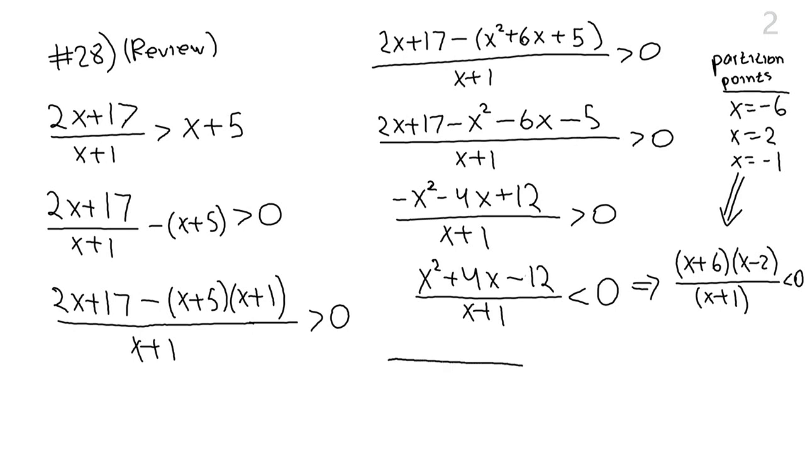So now we put everything over the number line. So we have the partition points negative 6, negative 1, and 2. And again, we play this game with signs. So if x is 2 or higher, this product is going to be positive times positive divided by positive, giving us a positive. From negative 1 to 2, we're going to get a positive times a positive divided by a negative.